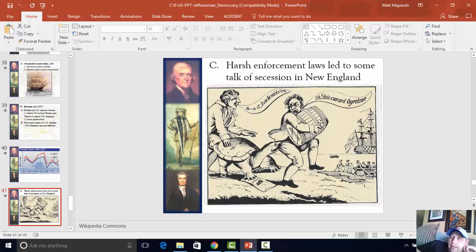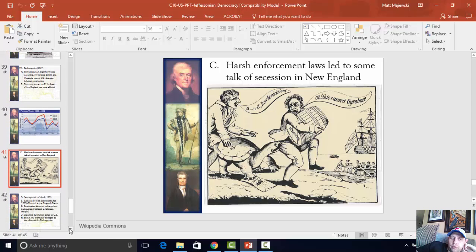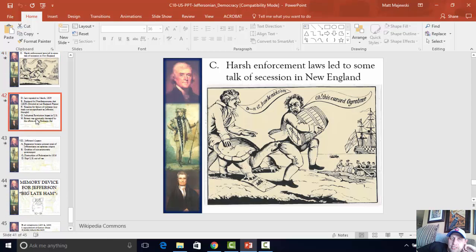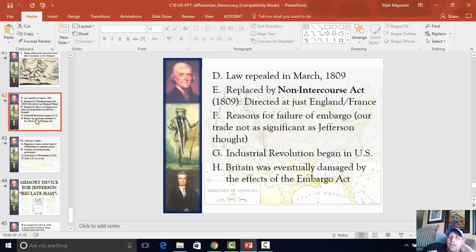already struggling and which now has its economy ruined by the Embargo Act. It's like a self-inflicted law that really, really hurt our economy terribly. Anyways, the law was repealed when Madison took over, and it was replaced with something called the Non-Intercourse Act. Now, the only difference here is instead of cutting off trade with everybody, the Non-Intercourse Act said that we'll just stop trade between France and England.